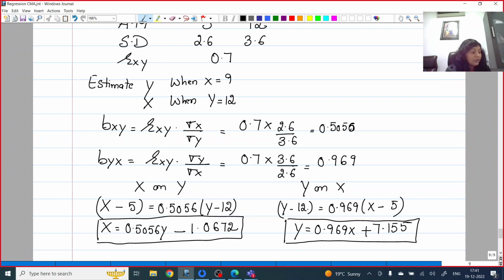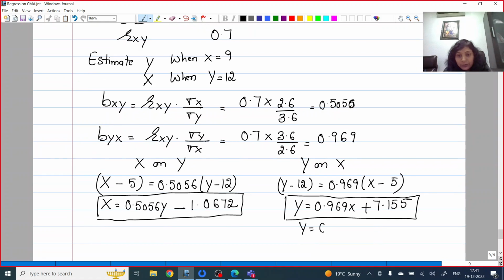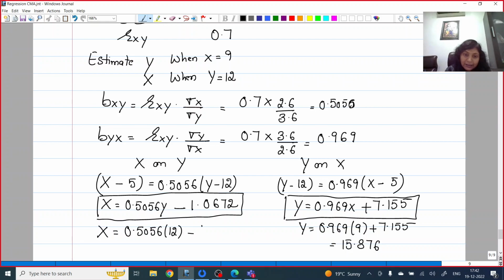So now we have to find out the value of y when x is equal to 9. So y is equal to 0.969 into 9 plus 7.155. So this is equal to 15.876. And if we want to estimate x when y is equal to 12, put the value of y as 12 in x equals 0.5056y minus 1.0672. So this is 0.5056 into 12 minus 1.0672. So this becomes 5. So this is our answer.